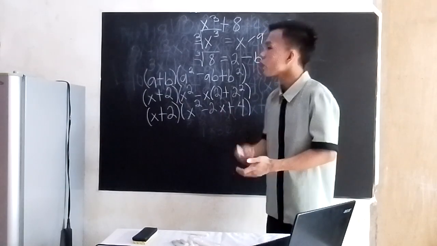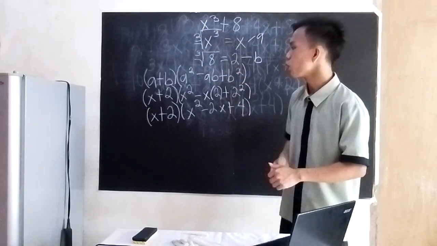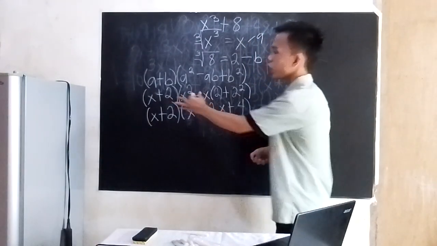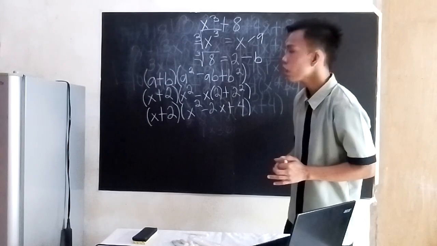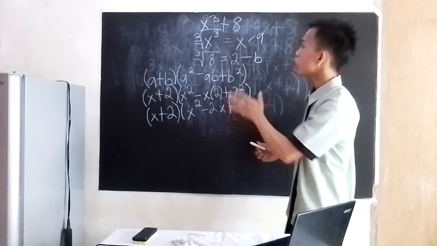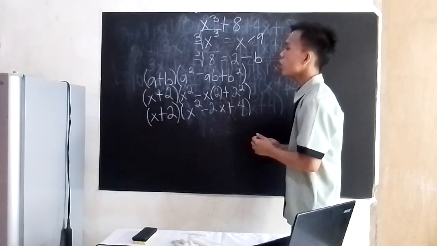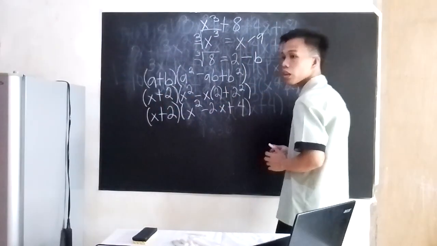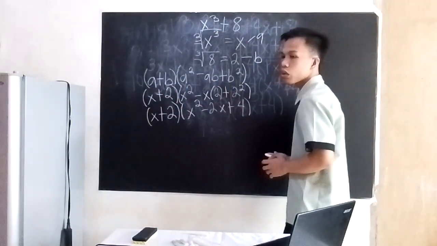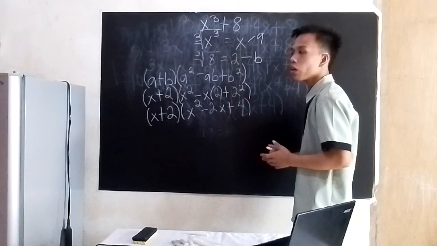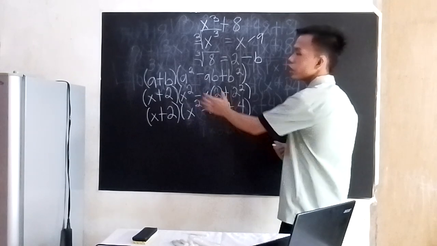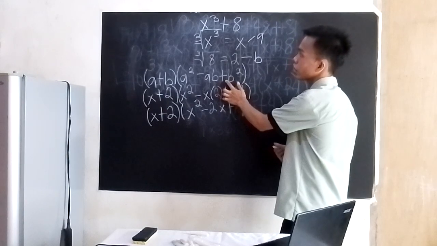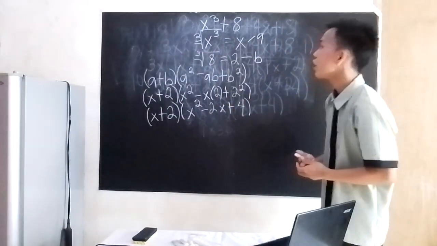So that is how you are going to perform the sum of two cubes. So what you have observed in the formula, that's right: in sum of two cubes, on the first parenthesis, you are just going to copy the sign. And for the second parenthesis, you are just going to inverse the sign for the second term, and then copy the sign of your original equation.